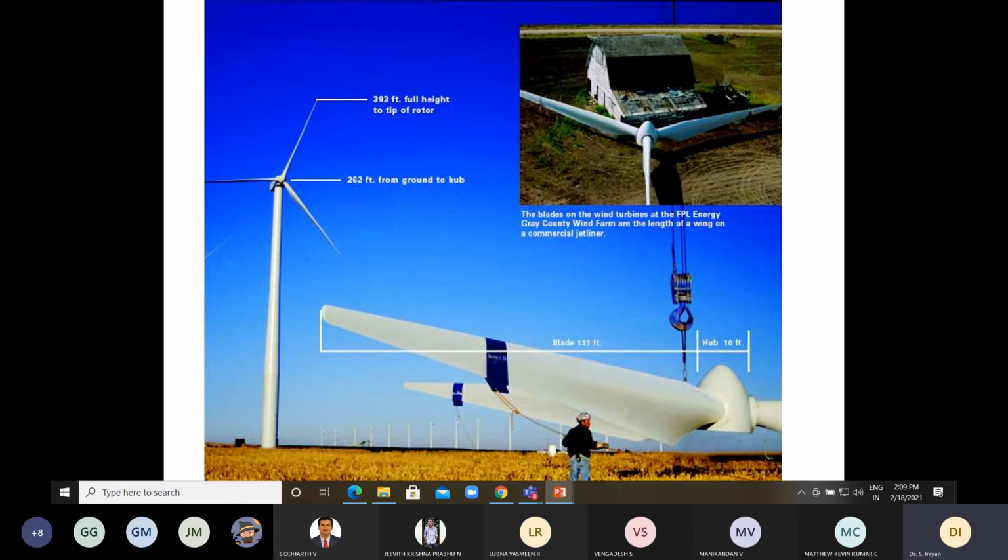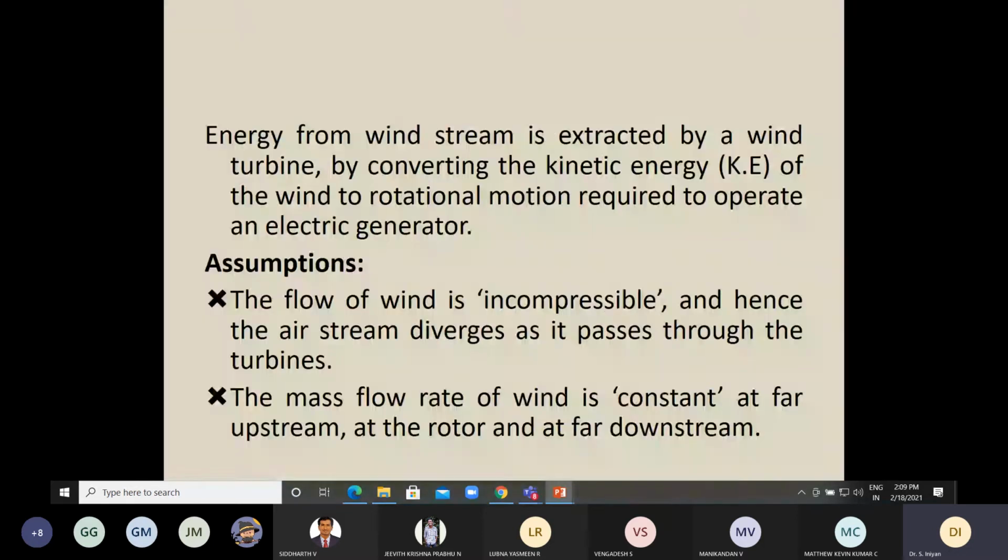So please note down the data. It is very important if you are going to design a blade or an aerofoil. These data are required, and based on these data you are going to design a new one. Okay, I will move back to the slide.